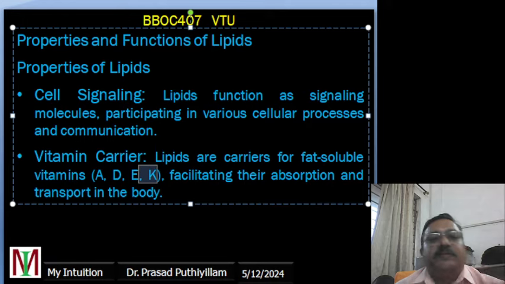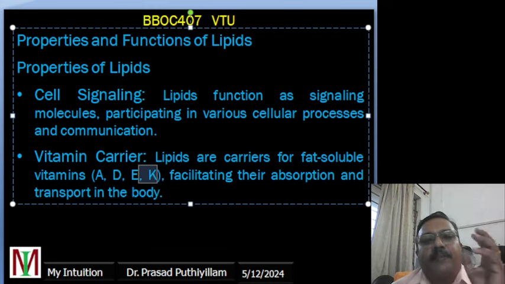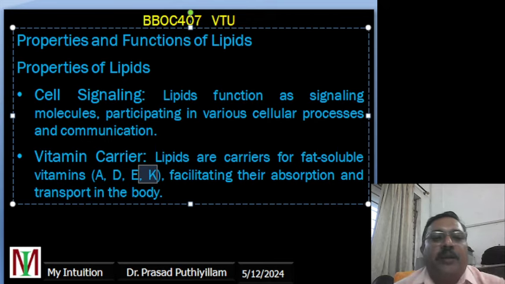These vitamins can be carried from the digestive system. When we eat food, a particular vitamin will be there in the digestive system, and it has to be transported throughout the body. That work lipids are doing. Specific lipid-protein complexes like lipoproteins facilitate this transport of fat-soluble vitamins through the bloodstream.